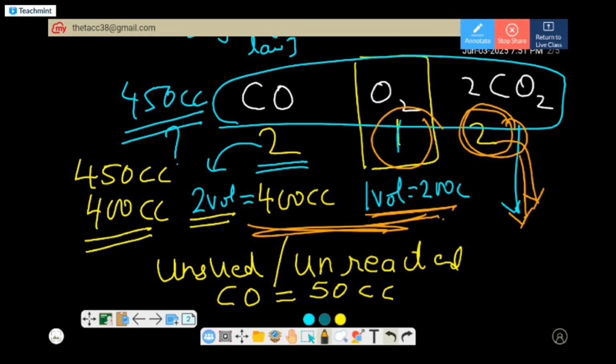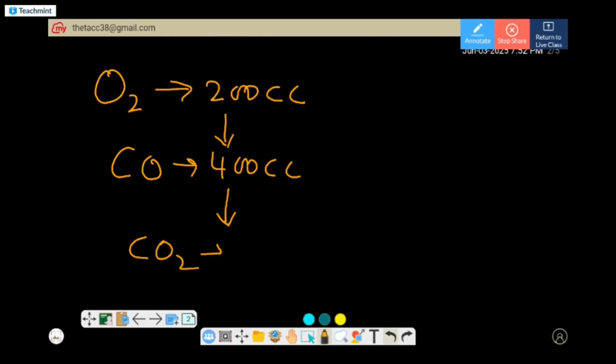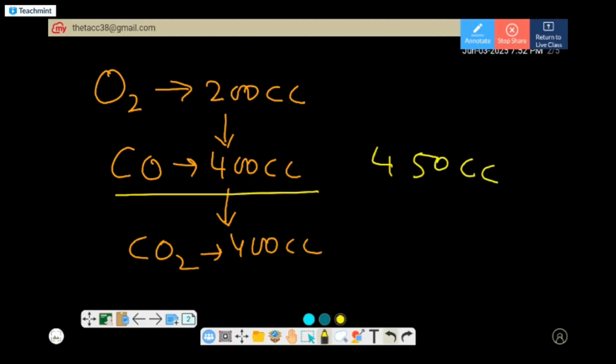One volume is 200, so two volumes will be 400. So how much CO2 will be produced in this process? 400 CO2 will be produced. I'm just rewriting this again. When I have a sample of oxygen, which is 200 cc, it is capable of using how many carbon monoxide? 400 cc. And how much carbon dioxide will be formed? 400 cc carbon dioxide will be formed. But in the sample, they gave us 450 cc, but not all of it got used up. 50 is left behind.